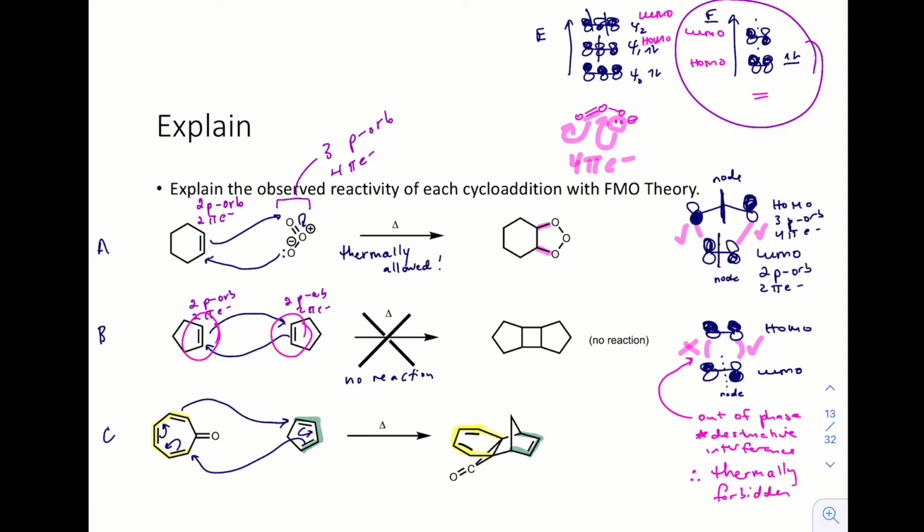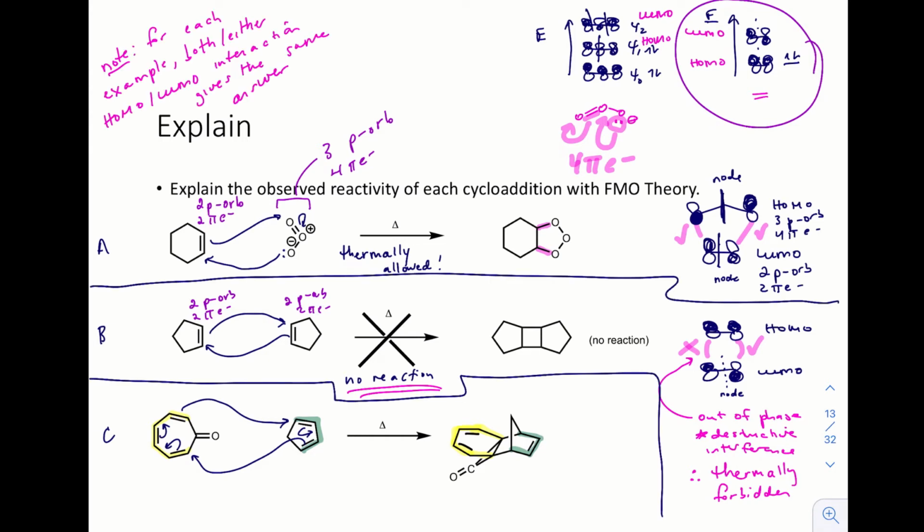Really easy to draw the curved arrows for, right? But it doesn't happen. There is not constructive overlap on both sides where the bonds are supposedly formed. Those bonds would not be formed. A bond could be formed on this side, but on the other side, because the orbitals are combining out of phase, they destructively interfere. A new orbital is not formed and a bond is not formed. Thus, no reaction.